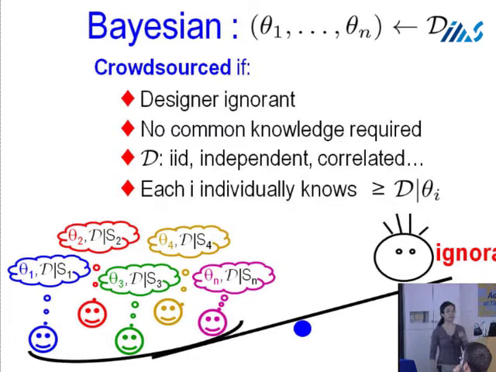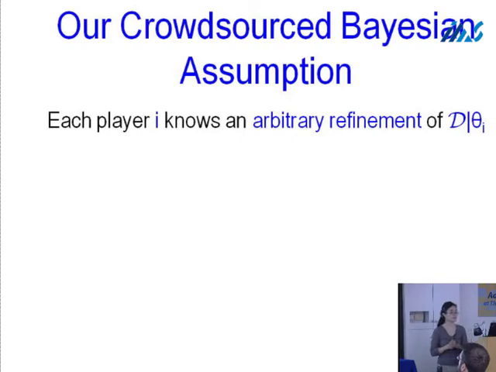Well, the last assumption maybe is more important: we allow each player individually to know at least this much, at least D conditioned on his own valuation. Therefore, here in the picture, as you can see, I didn't put this D conditioned on theta_i there, I put something else, which is D conditioned on some S_i. I'll explain to you later what it is. But this reflects the fact that each player knows at least this much. Now, precisely what we mean: each player may know an arbitrary refinement of his conditional distribution.